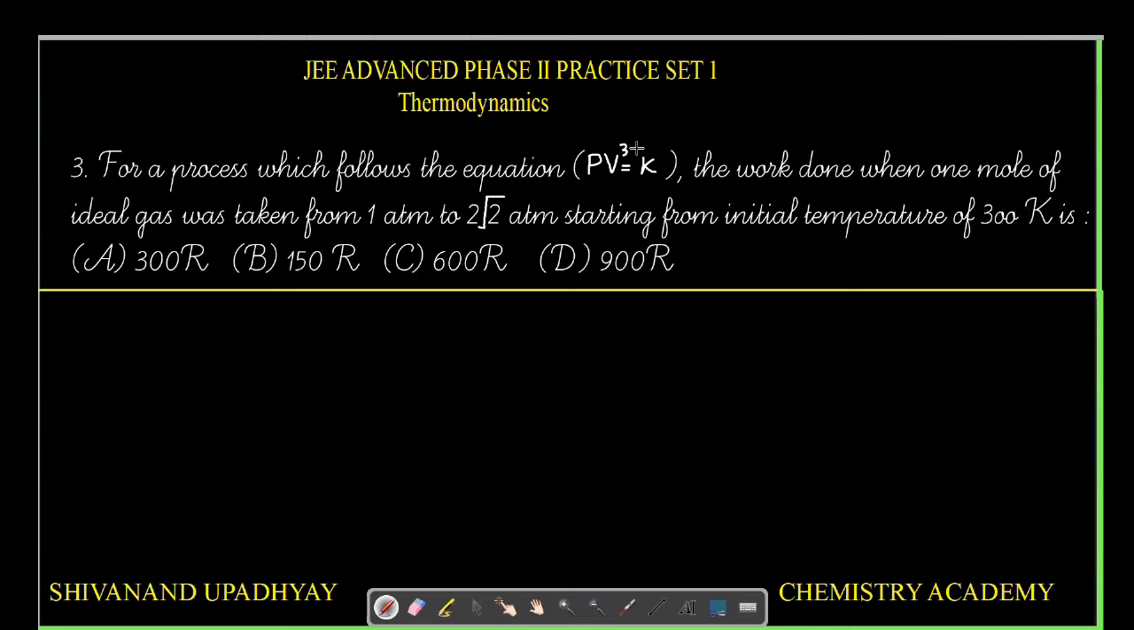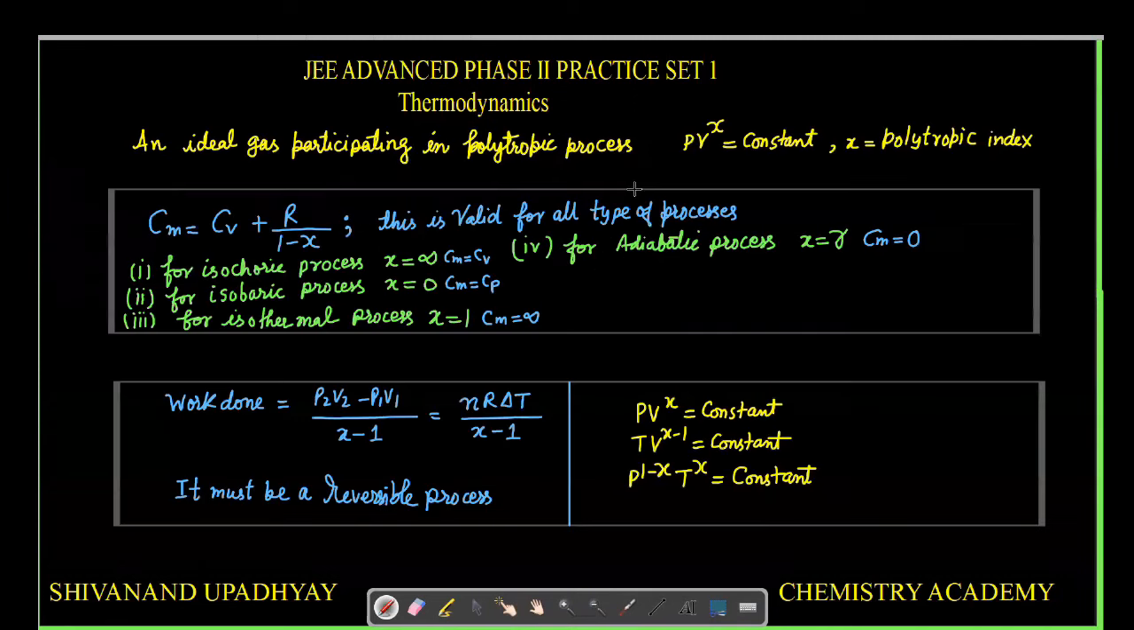This type of equation followed by an ideal gas is a polytropic process. If a gas is following PV^X, then it means that the ideal gas is participating in a polytropic process. So let us revise some theory about the polytropic process. An ideal gas participating in a polytropic process means it will follow PV^X = constant, where X is known as the polytropic index.